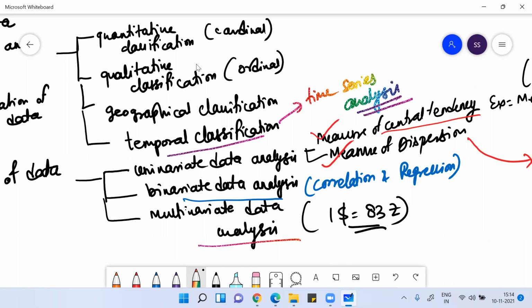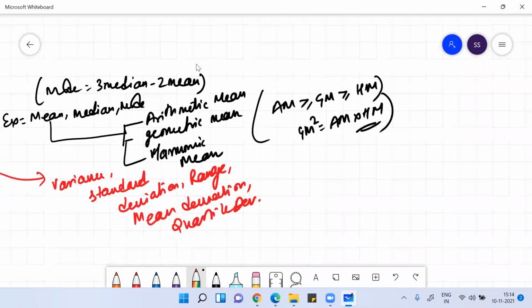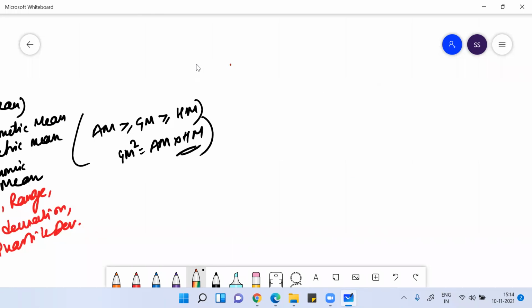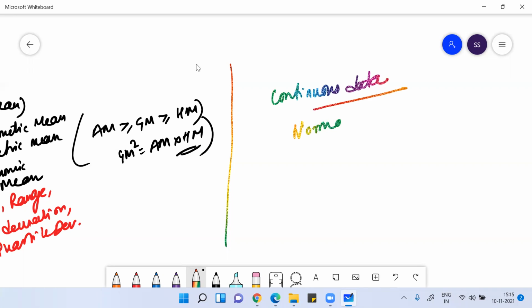Predominantly, when we look into the data, your data are either discrete data or continuous data. When we analyze discrete data, we prefer to follow the binomial distribution or Poisson distribution. While if we have continuous data, all forms of continuous data analysis we do by using the normal distribution.